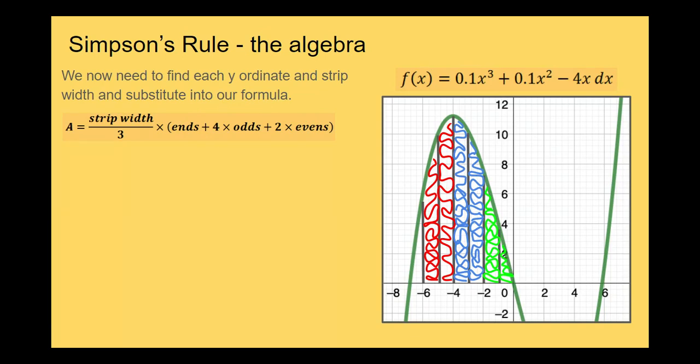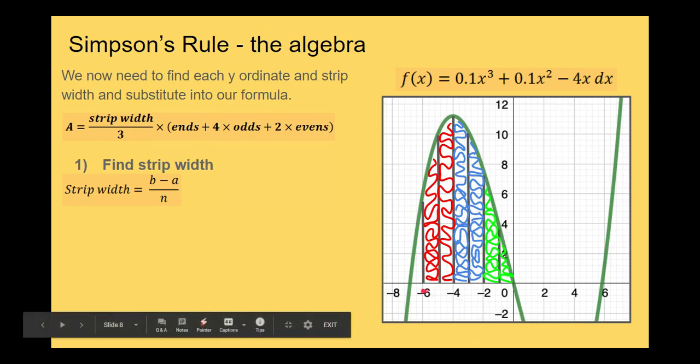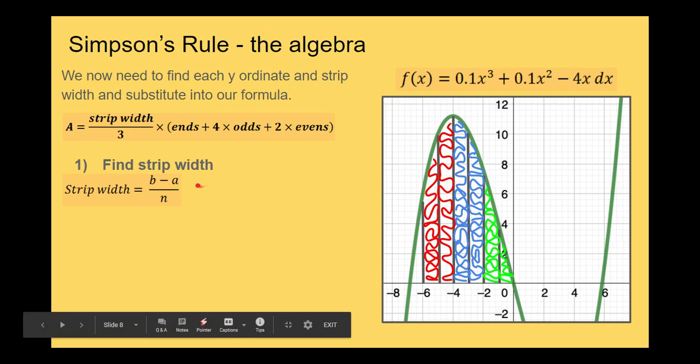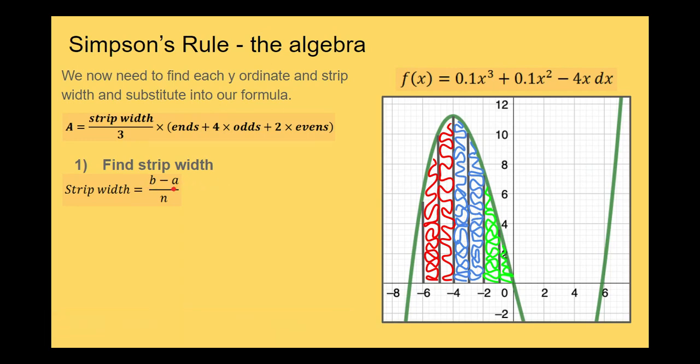Now we just need to work out the strip width and our y values. So first of all, strip width. We can see by looking at the diagram that our strip width is 1. For example, our first one goes from -6 to -5, but we don't always have that. So strip width is the difference between the limits, ours is 0 and -6, divided by the number of strips that you want. There we go, our limits and the number of strips we want. Strip width is indeed 1.